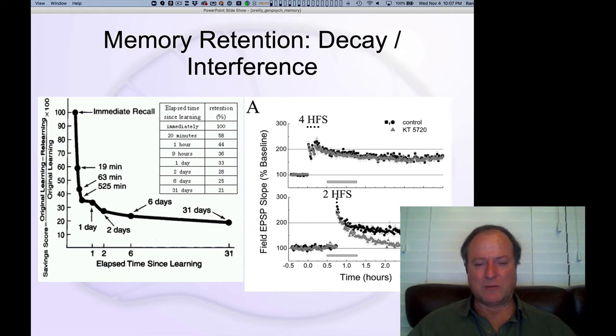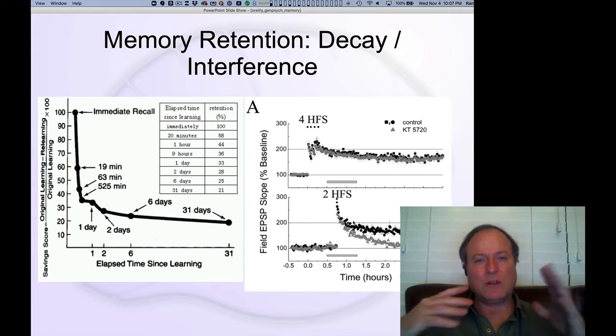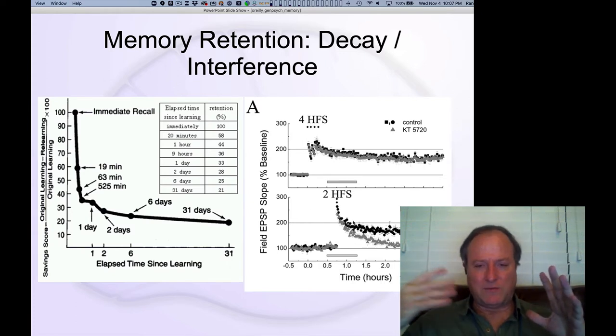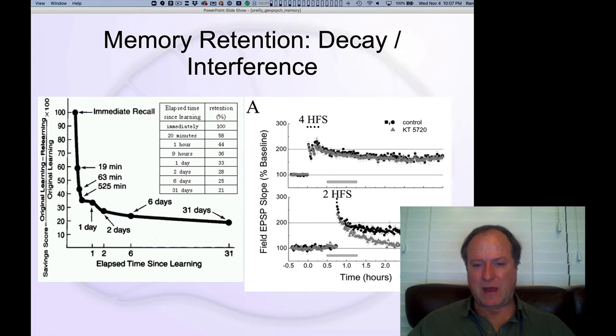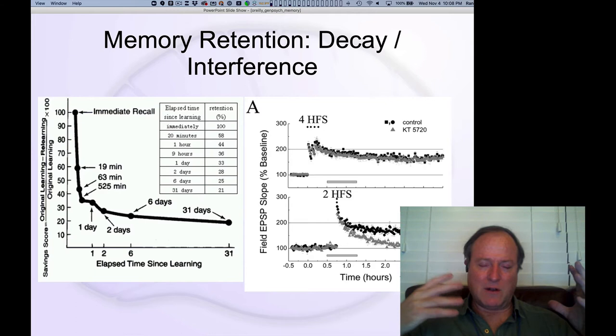And this is especially pronounced where the initial encoding is weaker, not four bursts of high frequency stimulation, but rather just two. That has a much more pronounced decay back down to this low level. Here is a chemical manipulation looking at protein synthesis. The key result in this bottom panel is that when you block the ability of the neurons to synthesize new proteins, you get all the way back down to baseline. But even when you don't block protein synthesis, you see a very pronounced decay.